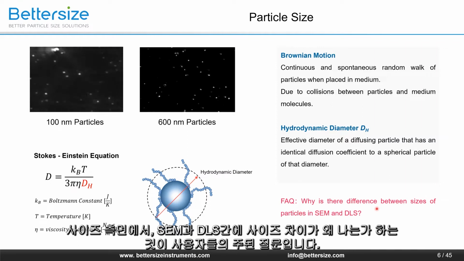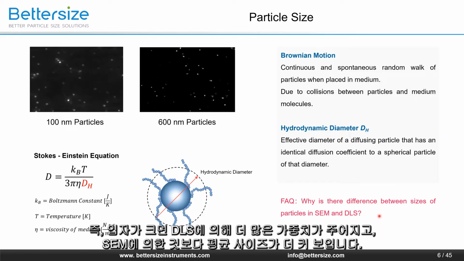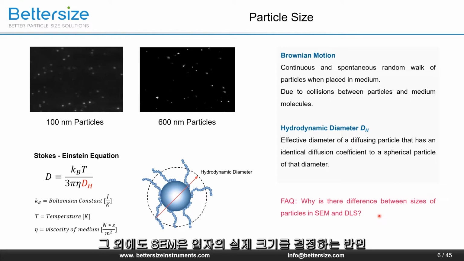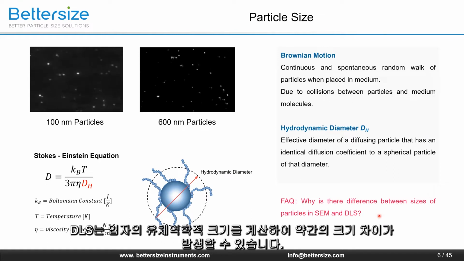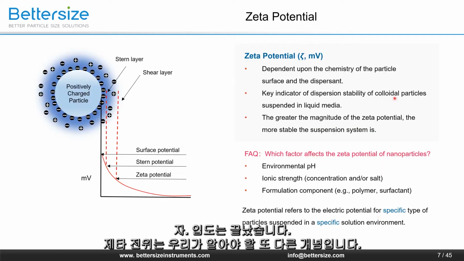In terms of size, a frequently asked question I got from users is why there is a size difference between SEM and DLS. Simply put, SEM is a number-weighted method, while DLS is an intensity-weighted method. That's to say, large particles are given more weight by DLS, making the average size look larger than the one by SEM. Besides that, SEM determines the actual size of the particles, whereas DLS calculates the hydrodynamic size of the particle, which can cause a slight size difference as well. Okay, we are done with particle size.